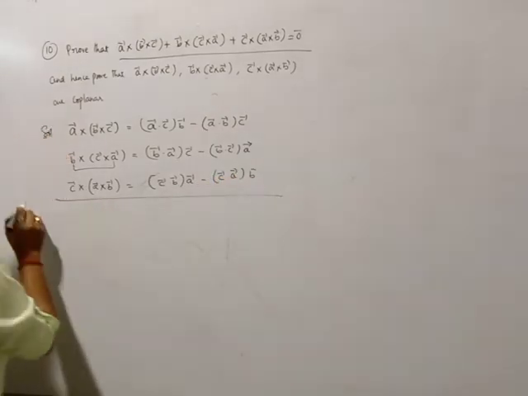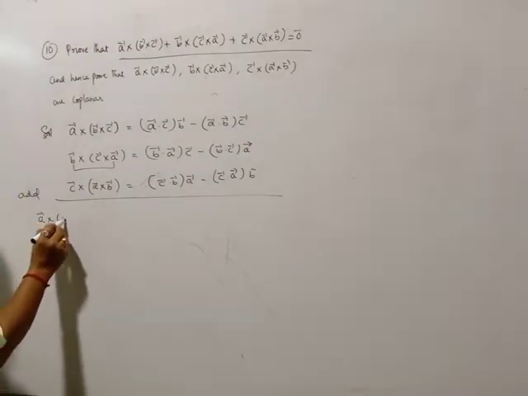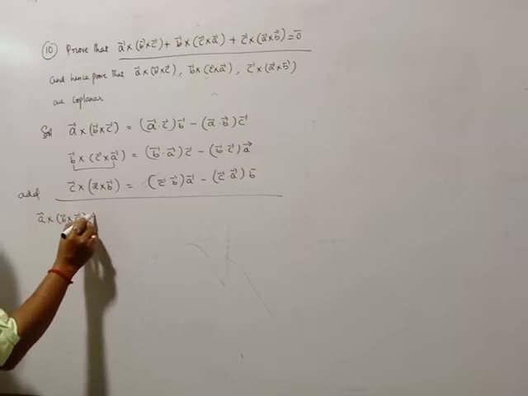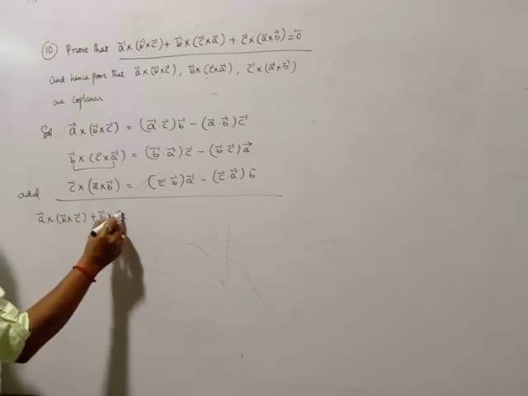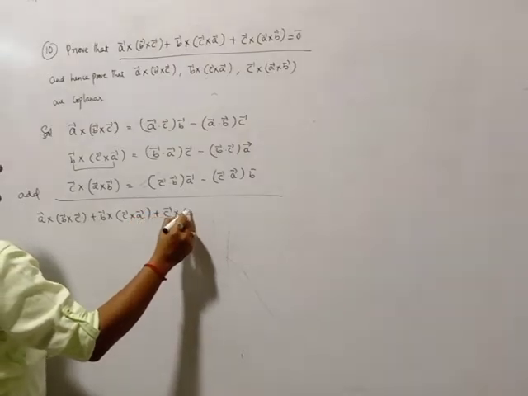I am going to add these three. Means here, what is A bar cross of B bar cross C bar plus B bar cross of C bar cross A bar plus C bar cross of A bar cross B bar.